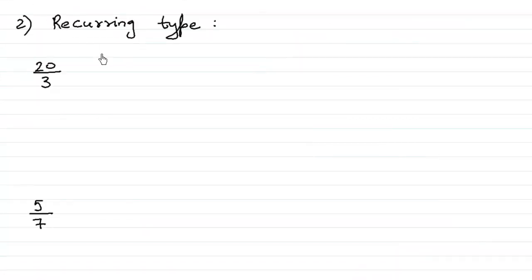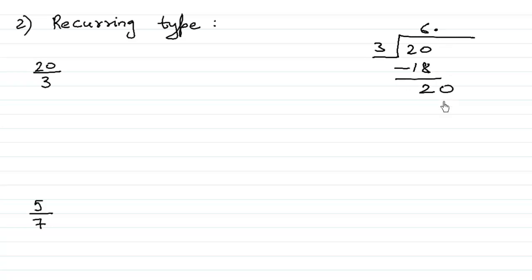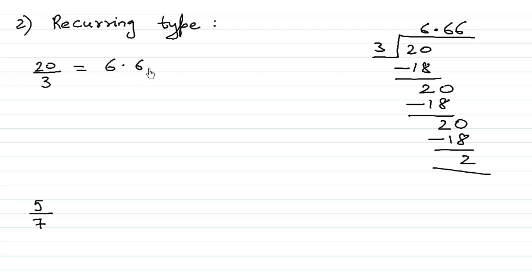And then the second type is the recurring type. So if we divide this 20 upon 3, we have 3 6s are 18. Then we put a decimal point, and we can put 10 at one time. We have 3 6s are 18. And again, we see the remainder is 2. We put a 0, 3 6s are 18. And we see that always we get the same remainder 2. And this will go on endlessly, 6.666666, etc. So we never get a remainder 0, and this is a recurring type.